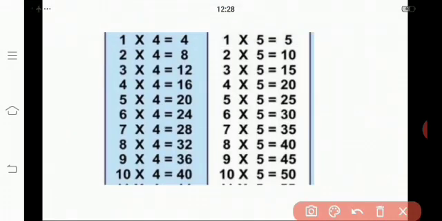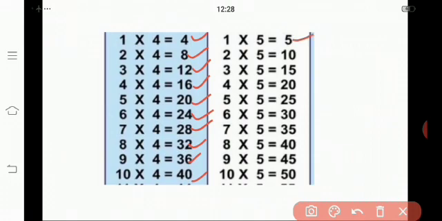The next one, we are going to revise the multiplication tables 4 and 5. 1 4 is 4. 2 4s are 8. 3 4s are 12. 4 4s are 16. 5 4s are 20. 6 4s are 24. 7 4s are 28. 8 4s are 32. 9 4s are 36. 10 4s are 40.